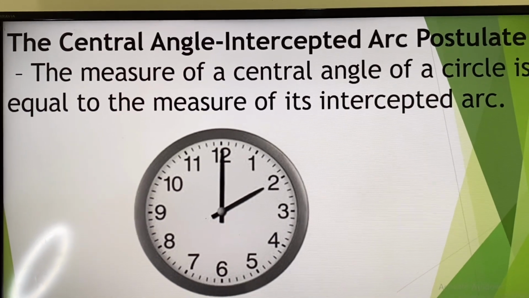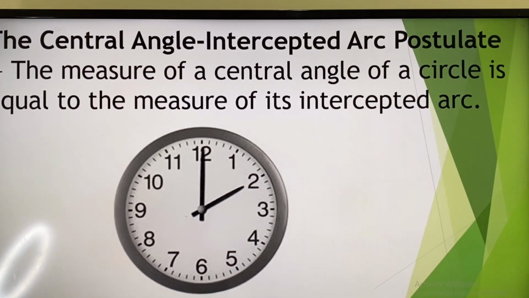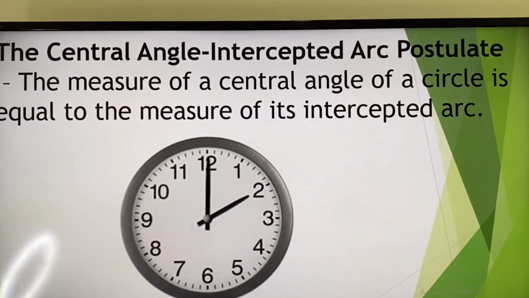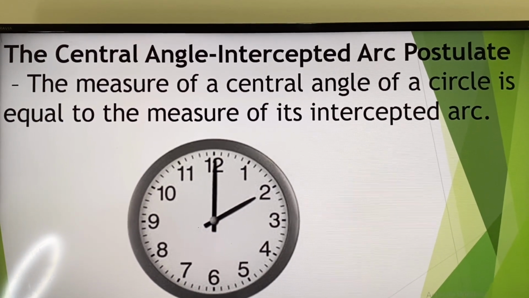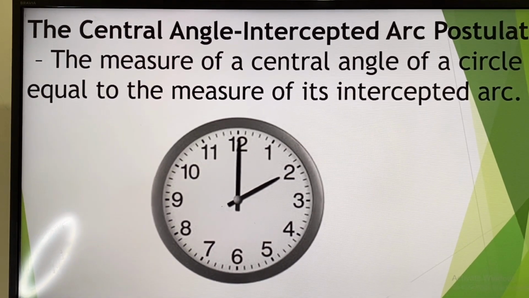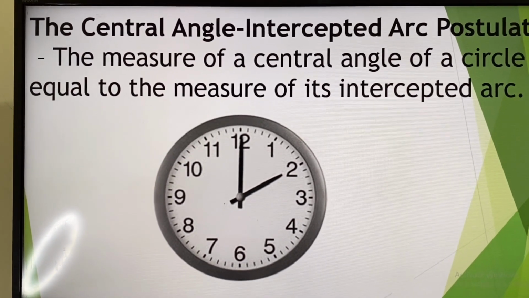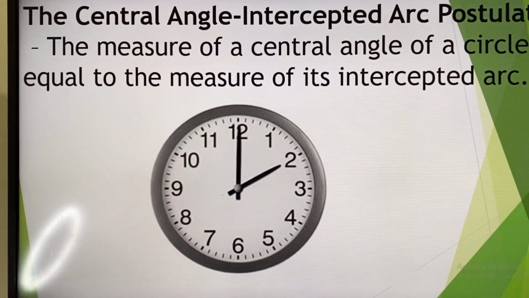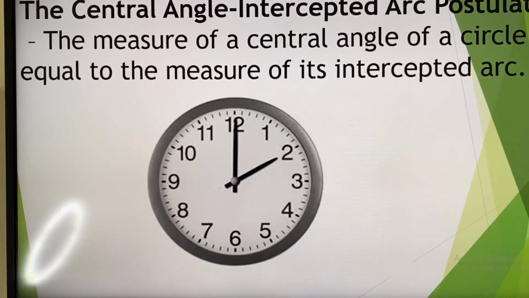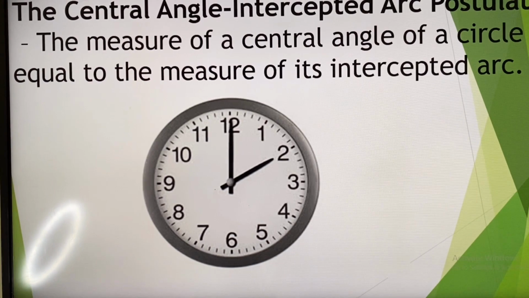In this slide, we have the central angle intercepted arc postulate. It is stated that the measure of a central angle of a circle is equal to the measure of its intercepted arc. As you will see, we have the clock. This is in relation to a real application of this lesson. The long hand is pointed at the number 12 and the short hand at number 2.